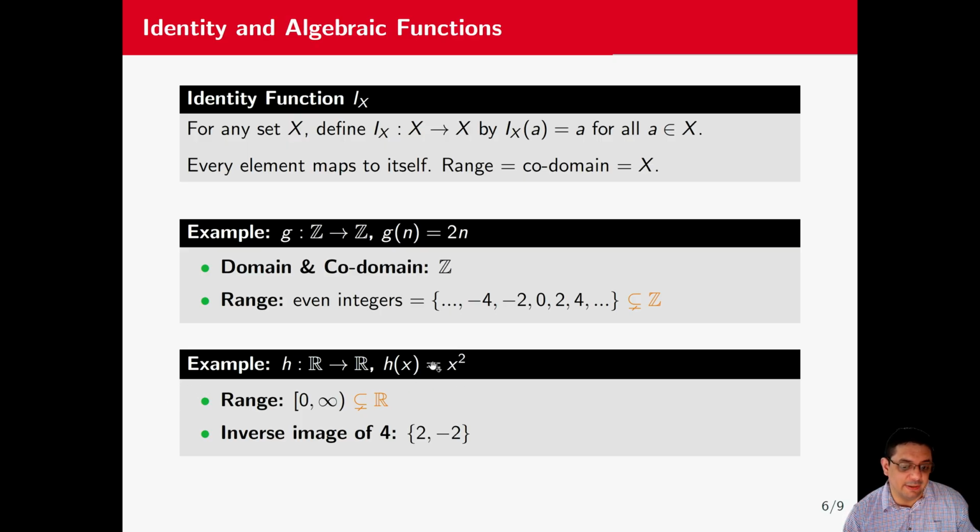Here, any number is sent to the square of that number. And so for that, the range is just going to be 0 to infinity. We're not going to have negative numbers, and that's a subset of the real numbers. Now, just to make an example of inverse images here, for example, if we get 4 on the other side, we're going to get back that the inverse image of 4 is going to be 2 and minus 2. So this particular function is not one-to-one. It's not sending all the elements to just a single element, and that's not going to be the only relationship that they have. This might be sending multiple elements to the same place.